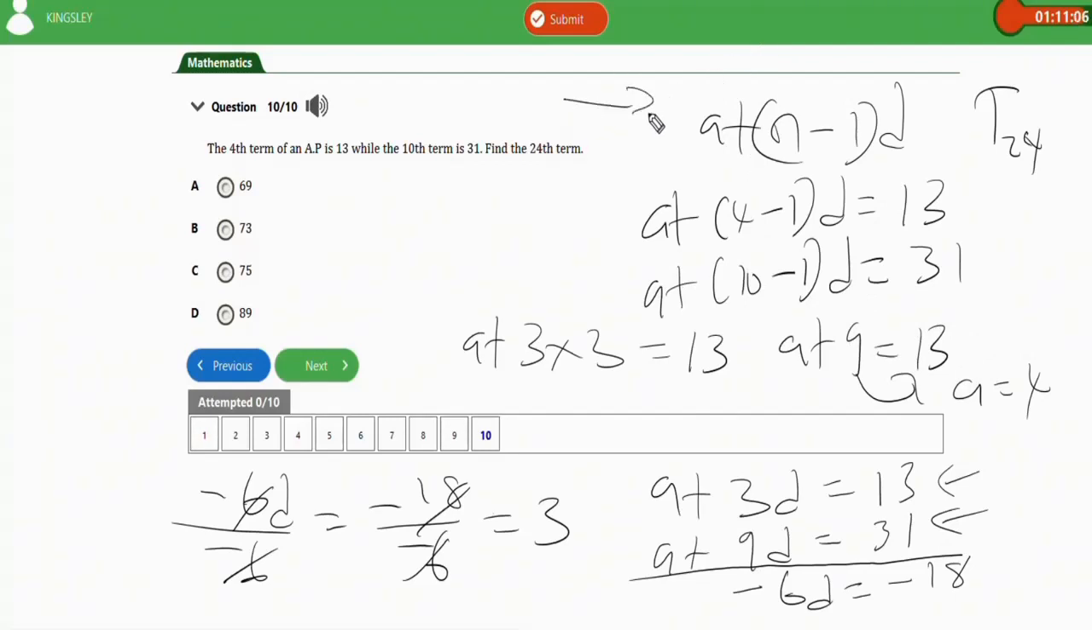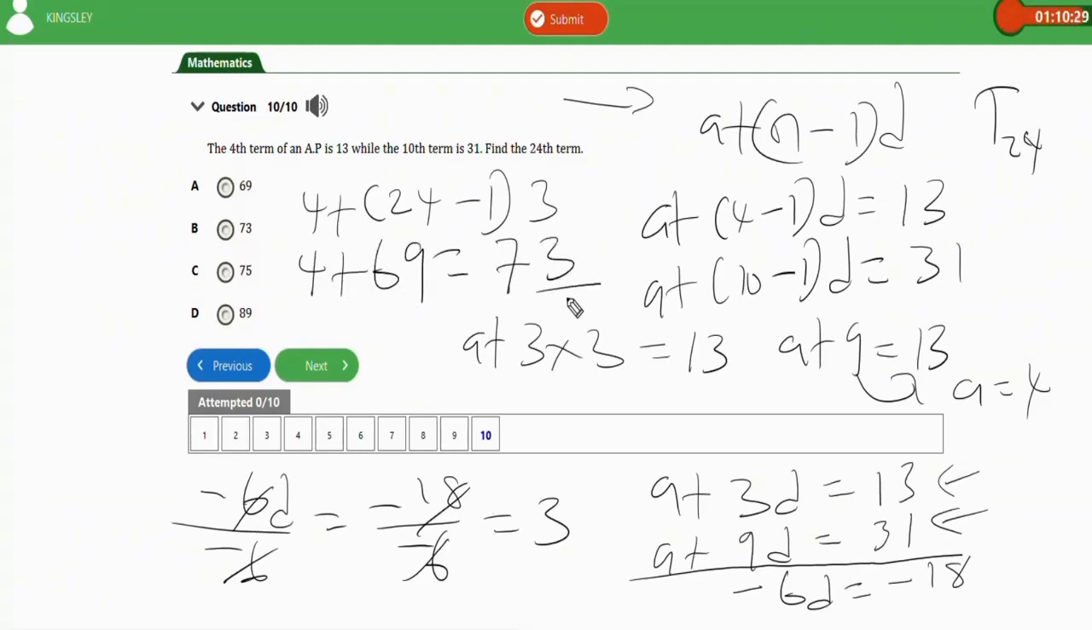So now that we have the first term to be 4, all you have to do is to substitute the outputs here. Our A is 4, our D is 3, to get the 24th term. So now 24th term will be, our A is now 4, plus 24 minus 1, our D is 3. So when you break down, 24 minus 1 gives you 23. 23 times 3, when you punch in the calculator, you are going to have 69. So this will give us 4 plus 69. So 4 plus 69 will give you what? 73. So the 24th term is 73, Option B.